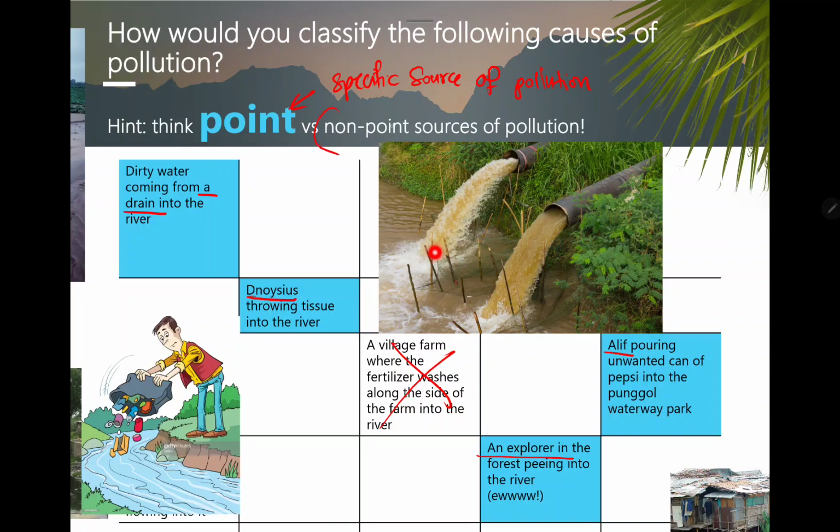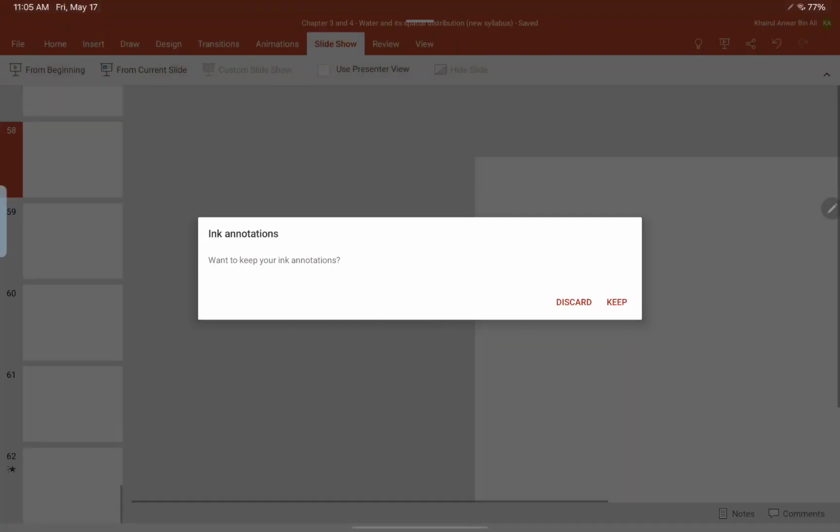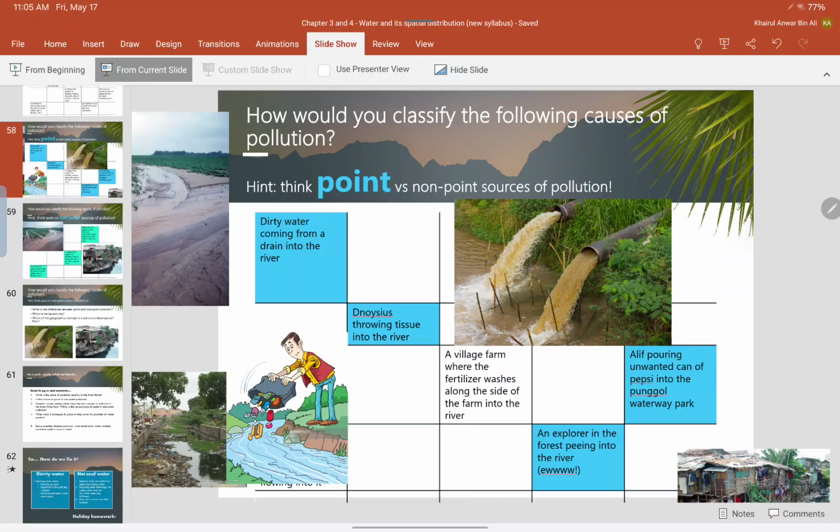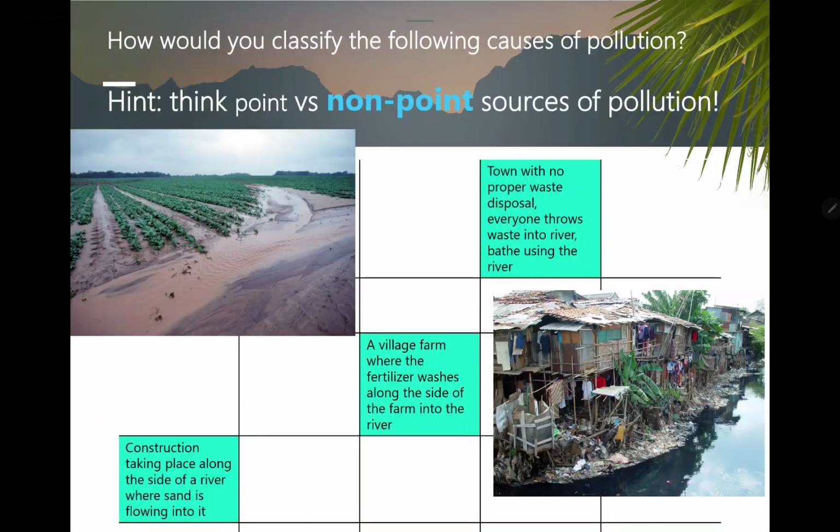On the flip side, that means non-point is the opposite lah. It's things such as the non-point source of pollution will be like this. Okay, a town with no proper waste disposal, so everyone throws the waste into the river, or everyone bathes using the river, so it's spread out.